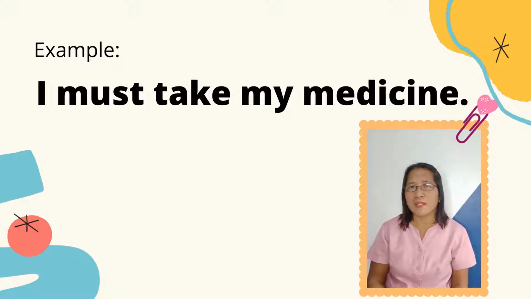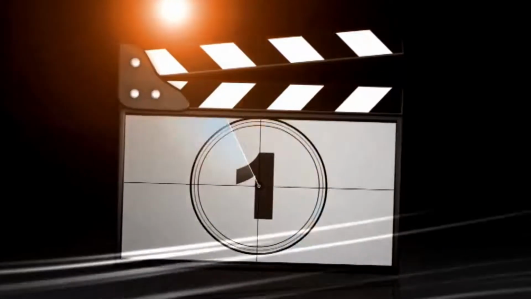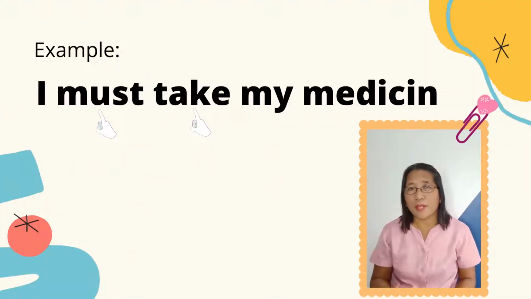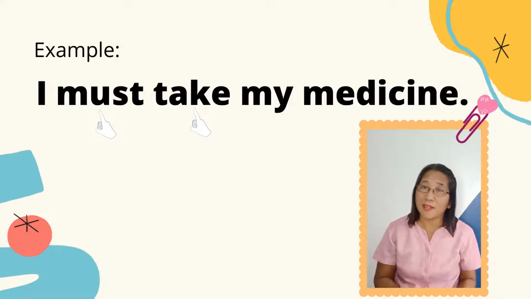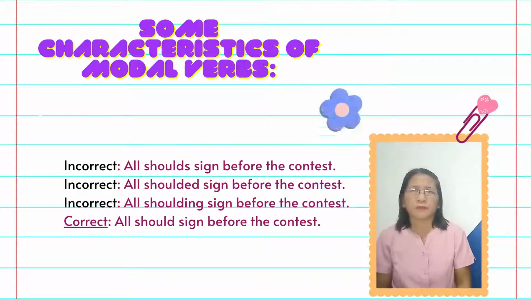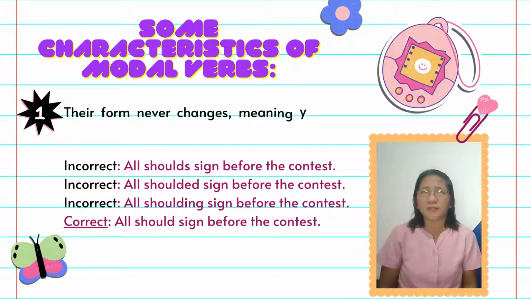I must take my medicine. Students, I want you to identify the modal verb and the main verb in a sentence. You may write your answer on a piece of paper. I am giving you 3 seconds to do it. Let's now reveal the answers. The main verb is take and the modal verb is must. With the presence of the modal verb must, this statement does not just express an action, but it actually expresses an obligation. Here are some characteristics of modal verbs.